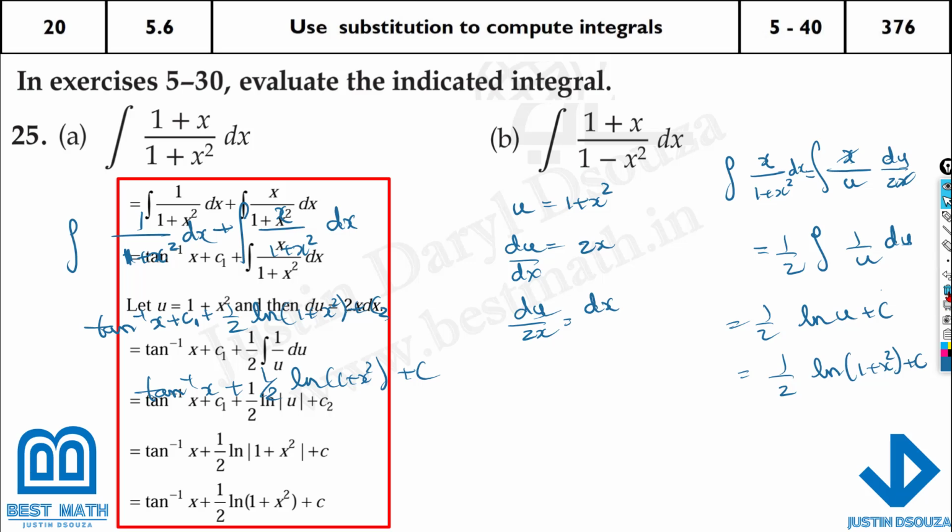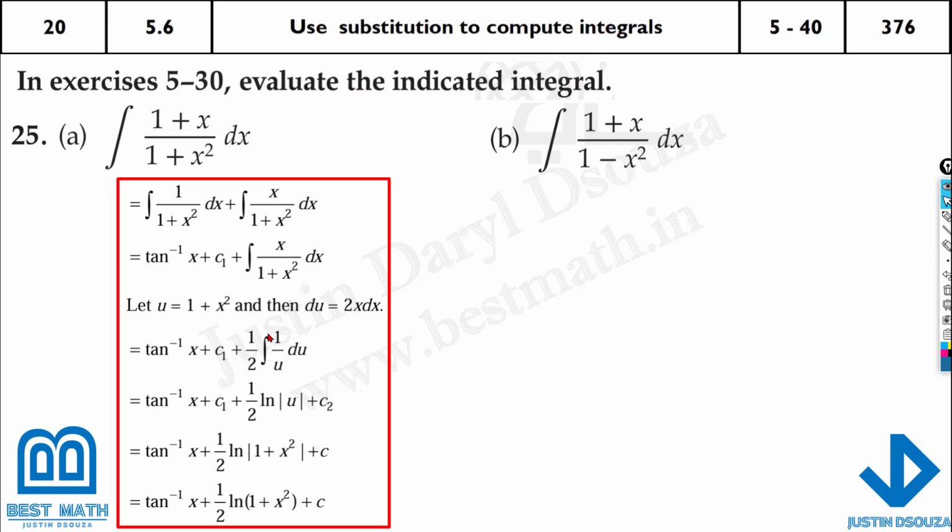Now here you do not need to put the modulus. Why? Because the x squared will be a positive number only, because when you square it, it'll be a positive number no matter what, and you're adding 1, so you don't need to put the modulus. Absolute value is not required.